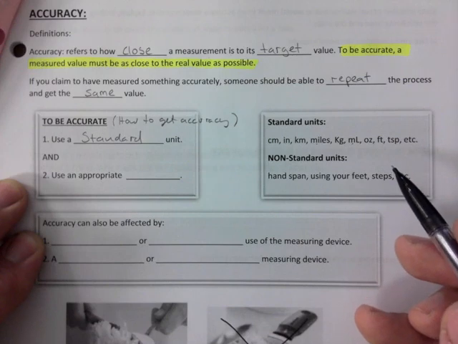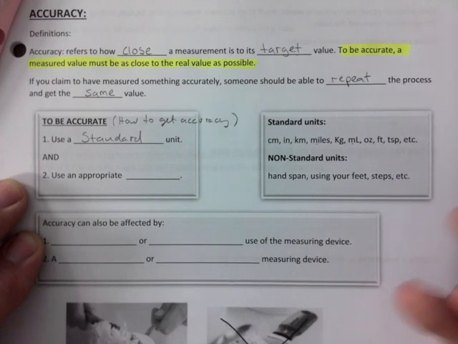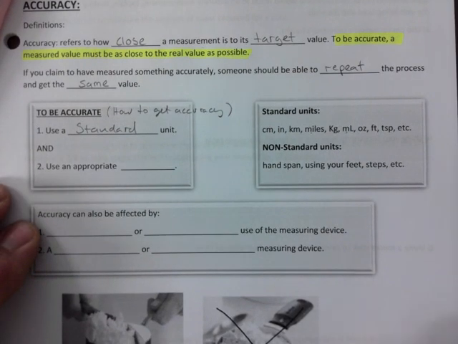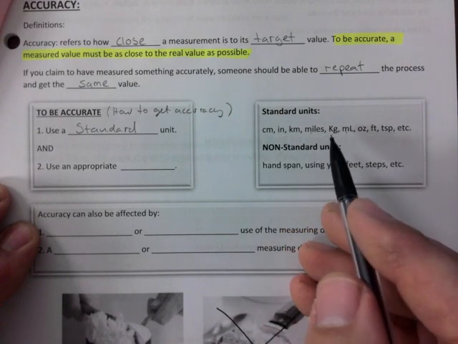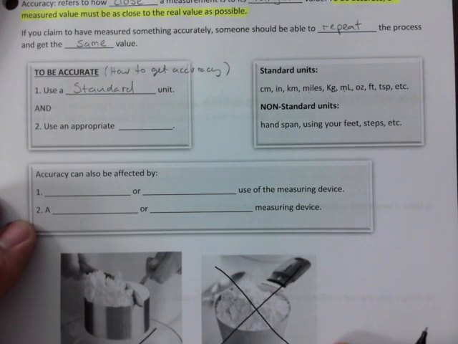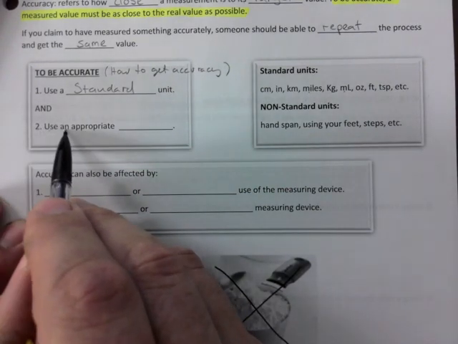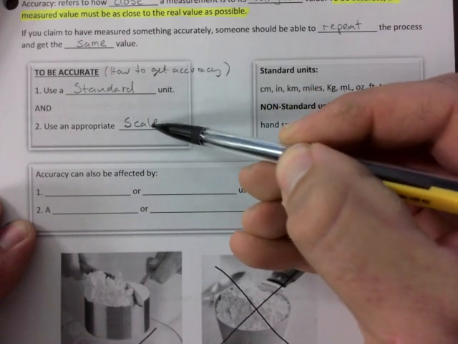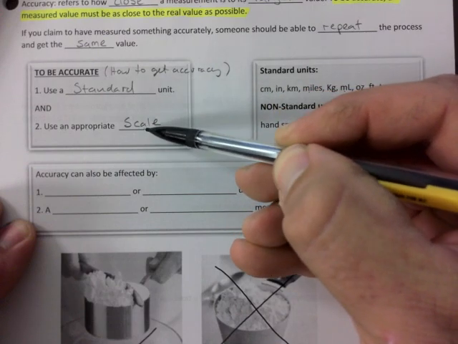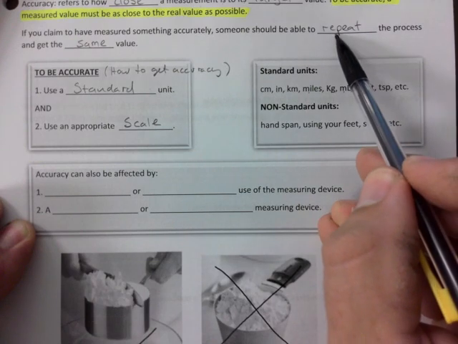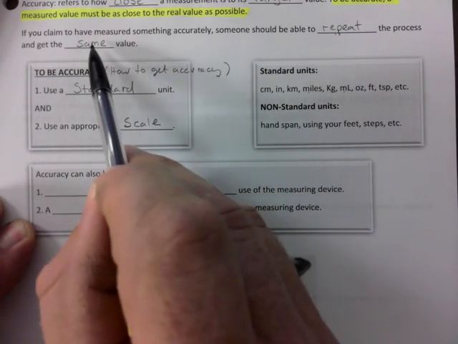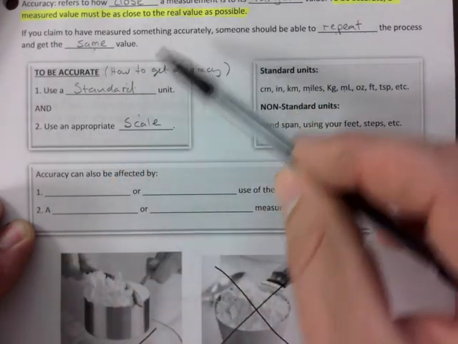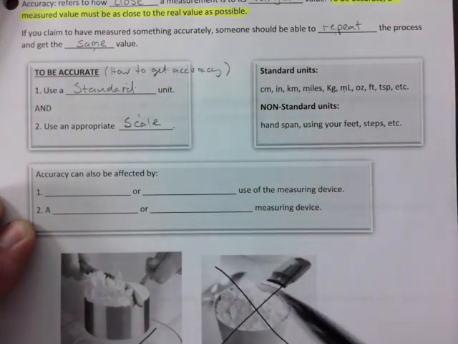British people use stones to measure weight. Did you know that? It's an actual measurement. So I'm 35 stones, right? Sounds weird, but it's actually a standard measurement. Nobody uses it, but there's a standard for it. And use an appropriate scale. If you can ensure that these two things happen, you will be able to repeat the process of measuring and most likely get the same value. So these go hand in hand.